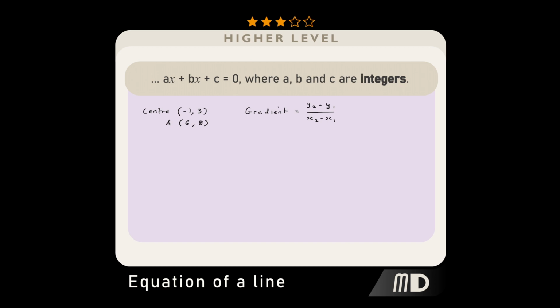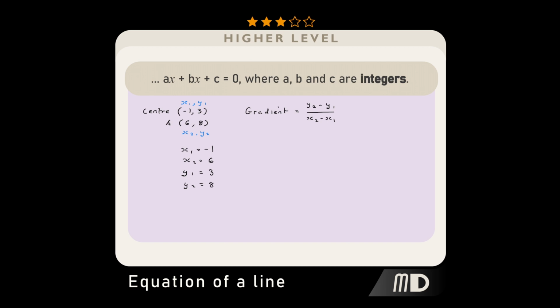So, if -1, 3 is x1, y1 and 6, 8 is x2, y2, then x1 is equal to -1, x2 is equal to 6, y1 is equal to 3, and y2 is equal to 8.